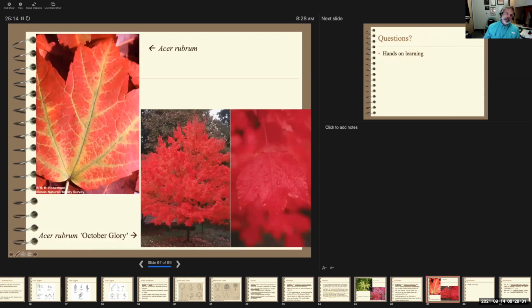So here is that plant, Acer rubrum. This is what it looks like in the wild, but someone found in a cultivated situation this red maple that had nicer fall color than the species, and so it was given a cultivar name, 'October Glory.' And so you'll run into that as well as you learn to study plants.